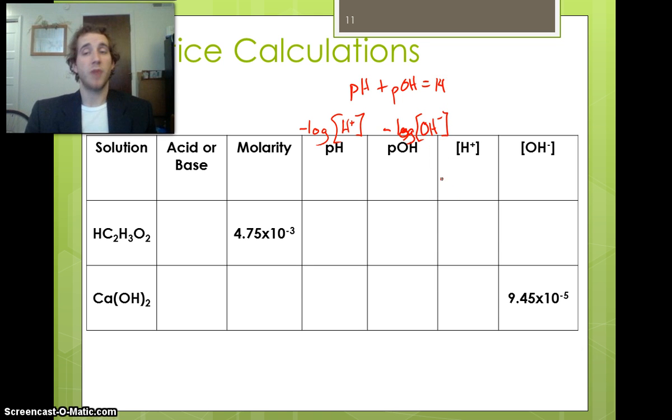Cool. Now, all we need to do is figure out how to fill in our boxes. We kind of know our general ways. We know negative log of the H plus gives us the pH. Negative log of the hydroxide ions gives us a pOH. Let's go ahead and solve this first one.